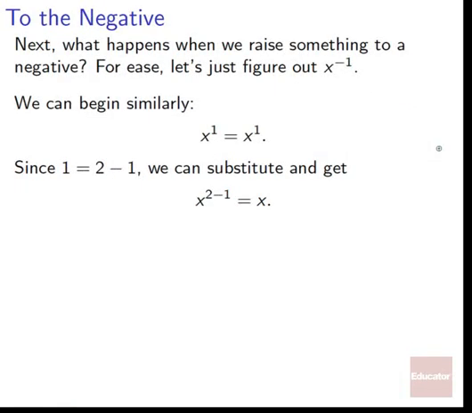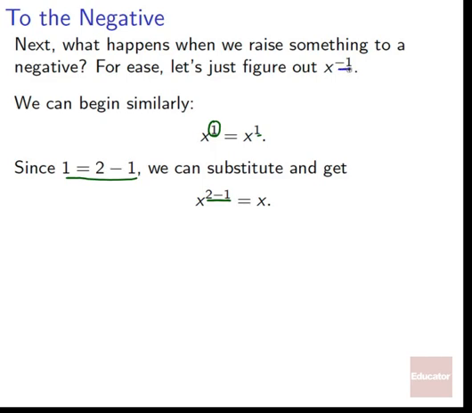Next, what happens when we raise something to a negative number? For ease, let's just figure out what happens with x to the negative 1. We begin similarly. x to the 1 equals x to the 1. You can't stop me from saying that just because it's the same thing on both sides. And then we can also say 1 equals 2 minus 1, right? 2 minus 1, that equals 1. So if we want, we can substitute in on this side here, and we've got x to the 2 minus 1 equals x. Now, notice we've got a negative 1 in the exponent.